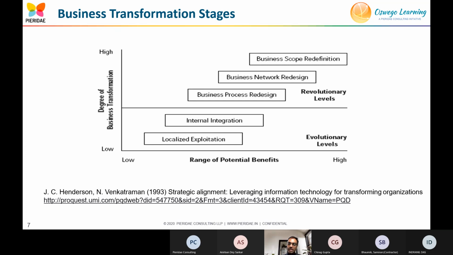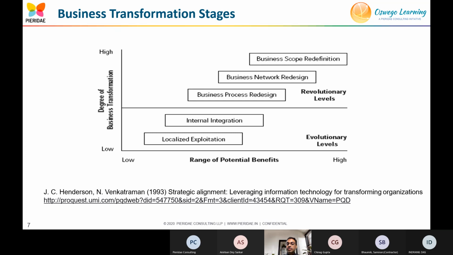Without that, we cannot do a digital transformation for sure. But only SAP implementation is not a digital transformation. It's something which is very much essential for an organization. Now moving ahead, if I move to these revolutionary levels where I'm transforming my business, I'm redesigning my business processes. My age-old business processes, I have started giving a relook at and trying to redesign. I'm doing some changes.